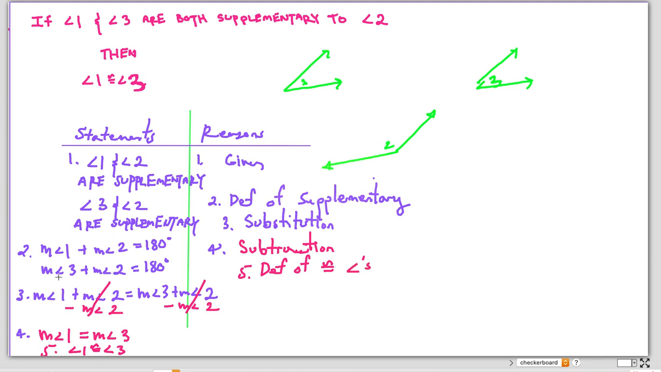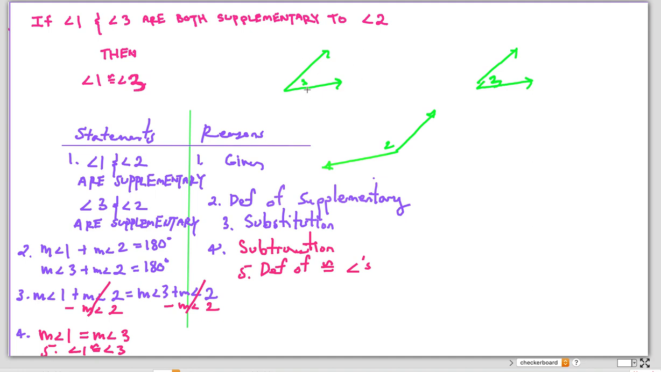You've proven it. Again, in everything that you've done, make sure you have everything orientated in your mind, because we're going to use this theorem over and over. If you don't know what this theorem is actually saying, you're going to run into trouble in other proofs. So let's understand: if two angles are supplementary to the same angle, then the two angles are congruent. I called the two angles angle 1 and angle 3. They're both supplementary to angle 2. That implies that angle 1 is congruent to angle 3.